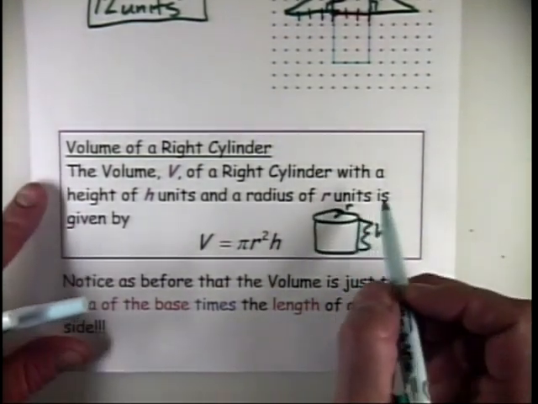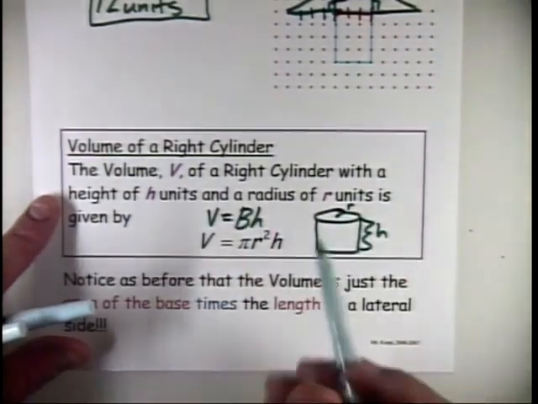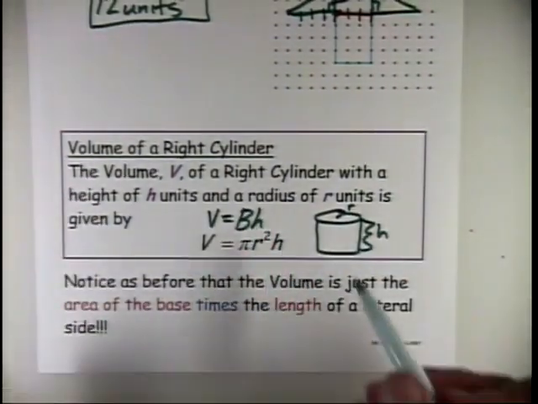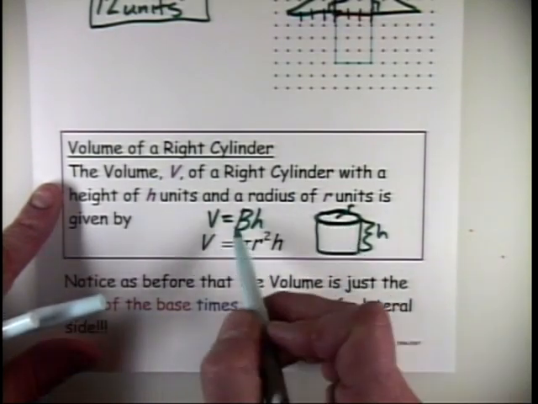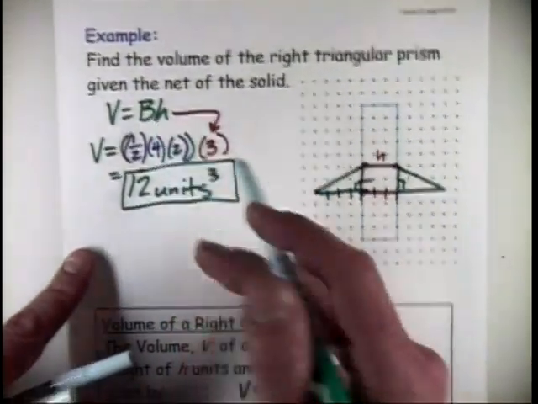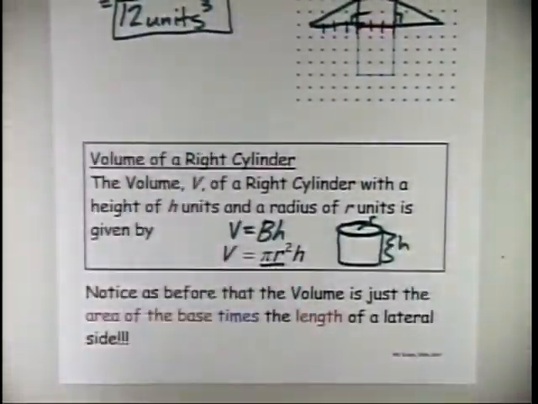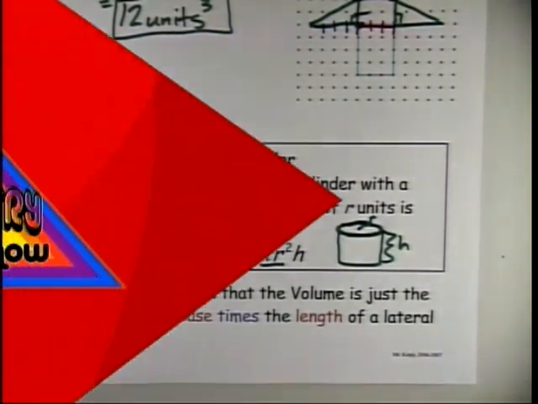Now notice that we can really call this, the volume is still big B times h, where B is the area of the base. Because what is our base? It's a circle. And the area of a circle has a formula of pi r squared. So it's really the same formula as up here. We just have a built-in formula for the area of the base. Okay? Let's go ahead and take a look at an example that uses this formula.